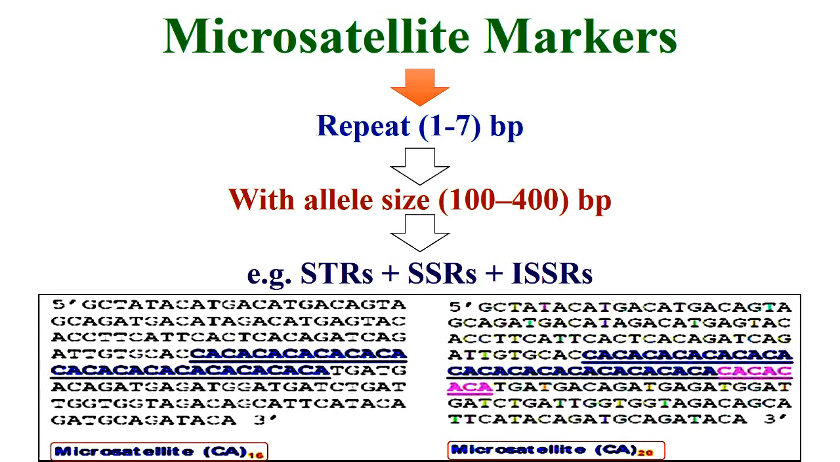Microsatellite markers repeat 1 to 7 base pairs, with allele size 100 to 400 base pairs, such as STR marker, SSR marker, and ISSR marker, as mentioned inside the slide and next slide.